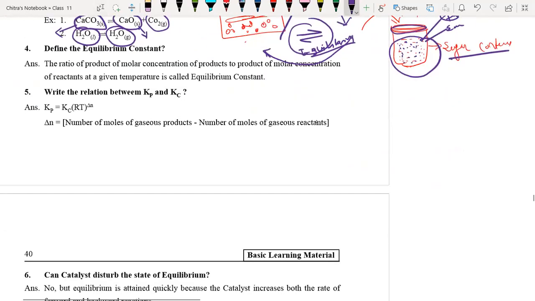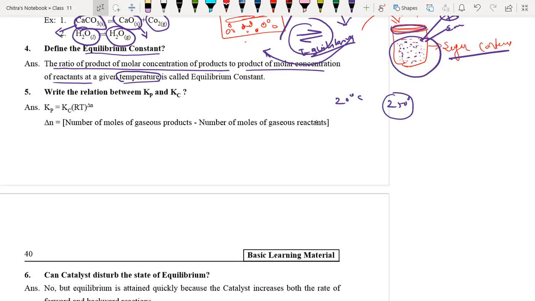So define equilibrium constant. Now we are going to understand the equilibrium constant. Equilibrium constant is nothing but the ratio of the product of molar concentrations of the products to the product of molar concentrations of the reactants at a given temperature. See, temperature will be constant. We can calculate at 20 degrees Celsius, we can calculate at 25 degrees Celsius. But if we are discussing 25, then the reactants and products must be present at 25 degrees Celsius only.